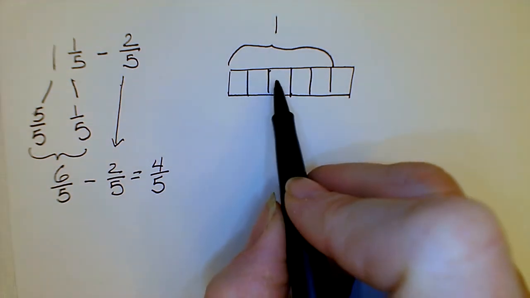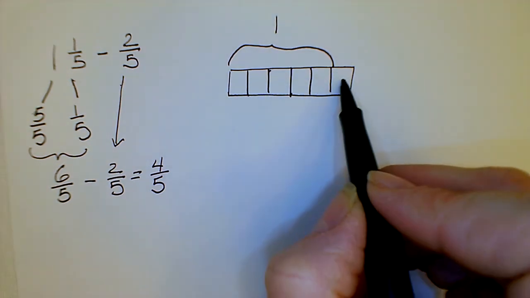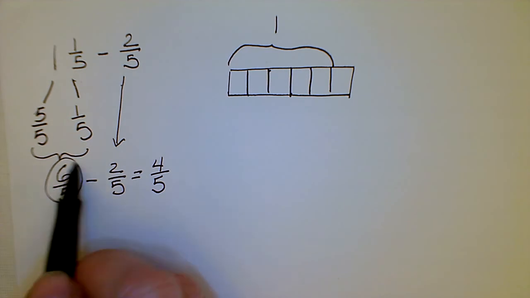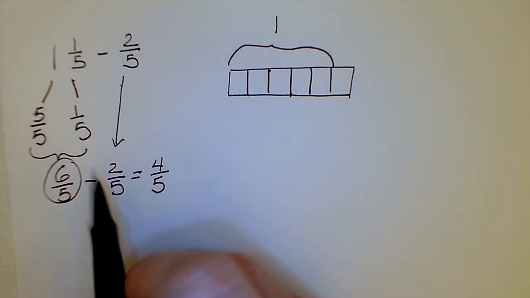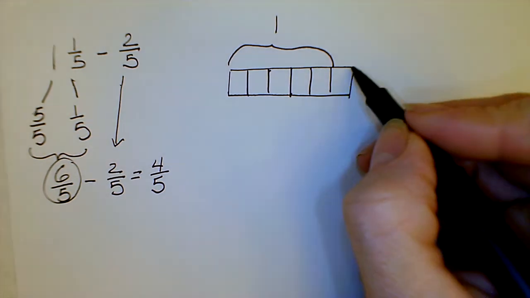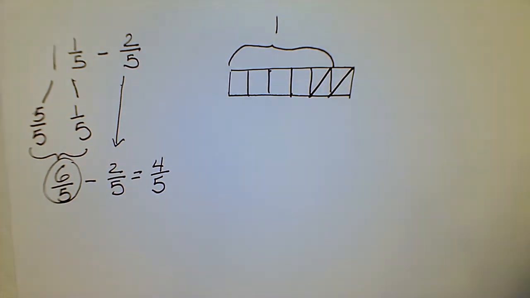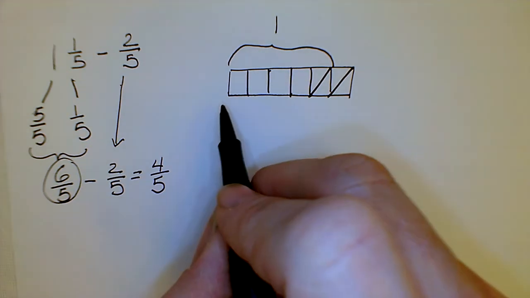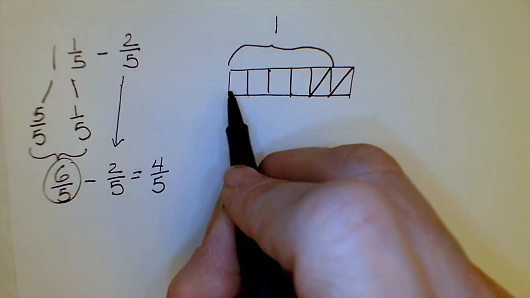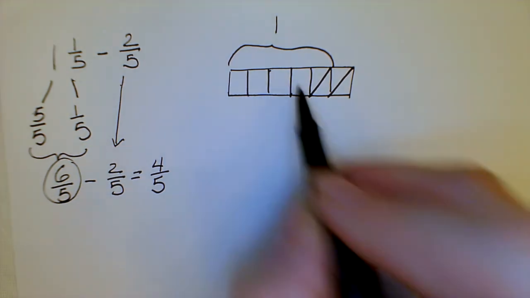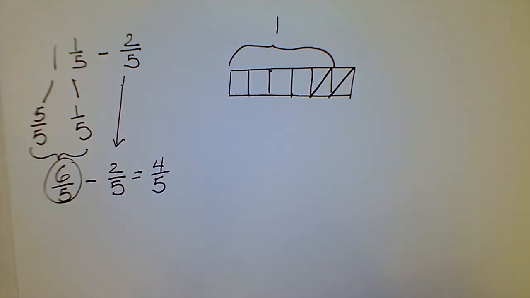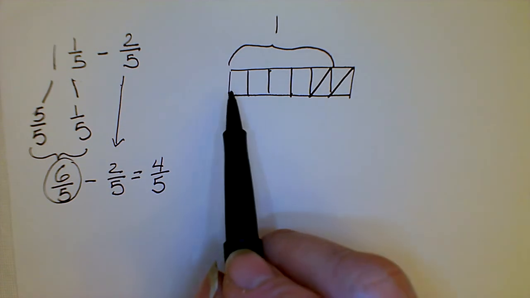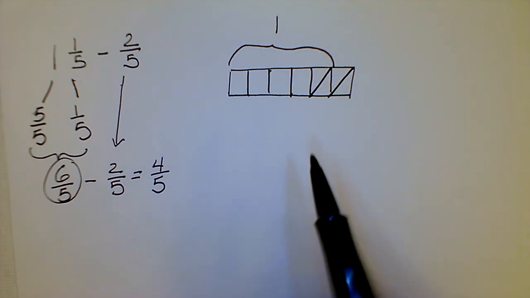Okay, so I have 1, 2, 3, 4, 5, 6 fifths. So that's this part right here. And now we need to subtract 2 of those. And I'm just going to go ahead and X those 2 off. And then that leaves me with 1, 2, 3, 4 fifths, which is exactly what we got down here. So 6 fifths minus 2 fifths.